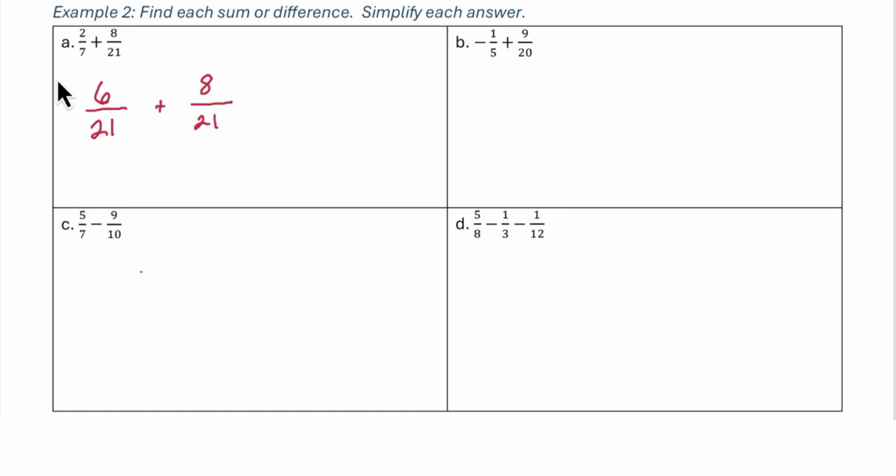Now that we have the equivalent fractions with common denominators, we can add. The denominator will stay the same. We add the numerators. 6 plus 8 is 14. And now we want to reduce if possible. Both numerator and denominator are divisible by 7. So we can divide 14 by 7 to get 2. Divide 21 by 7 to get 3. And the simplified or reduced answer is 2/3.